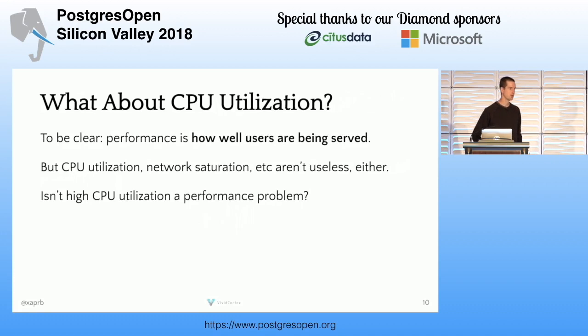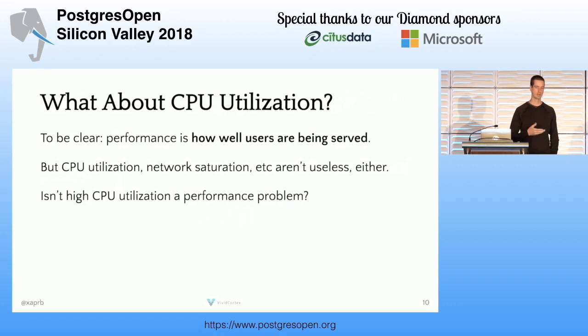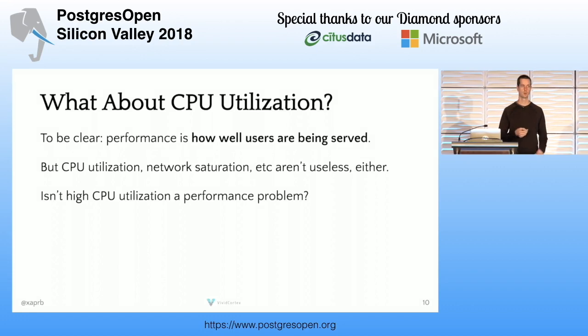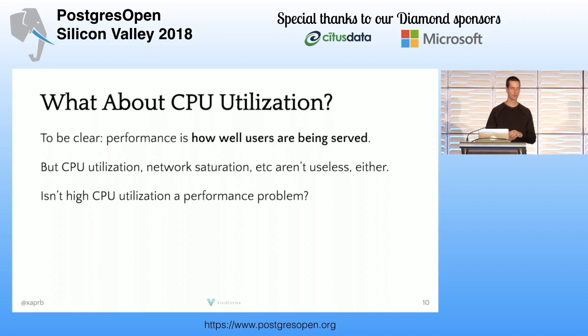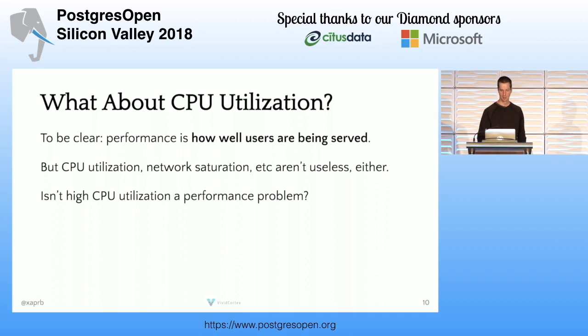So aside from these four metrics, when I talk with people about this, they often say, well, what about CPU utilization? What about memory utilization? What about disk throughput? There are all of these other kinds of things. And again, those are important and useful, but they are not performance. Performance is whether your users are getting what they want, not whether your systems are struggling to provide that. But they are useful, right? So why do I say that they're not performance?